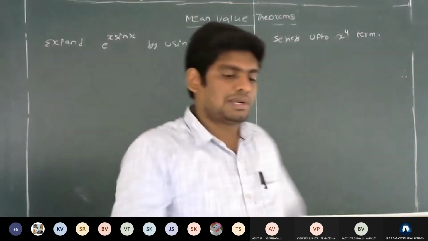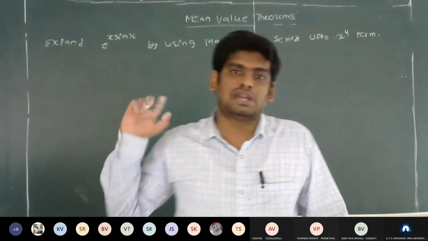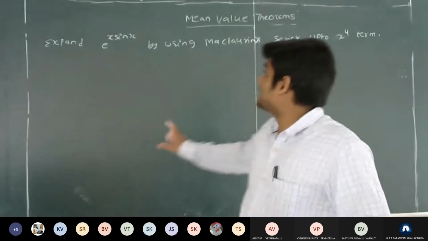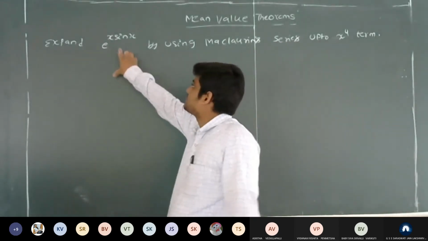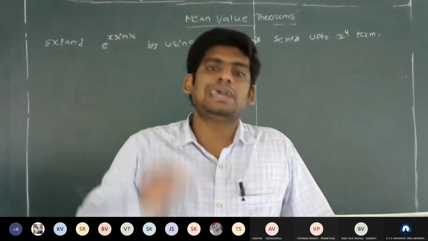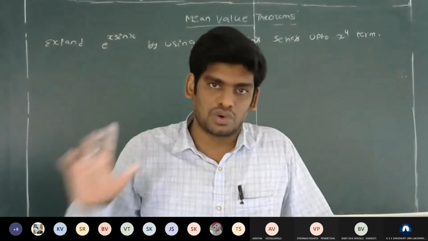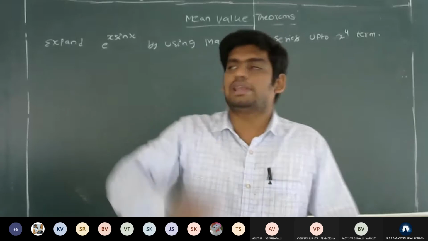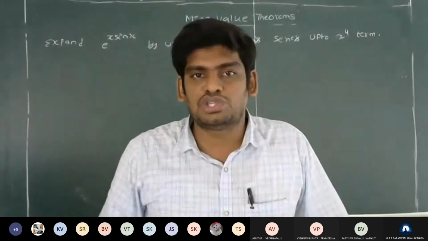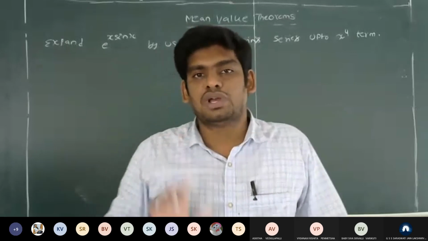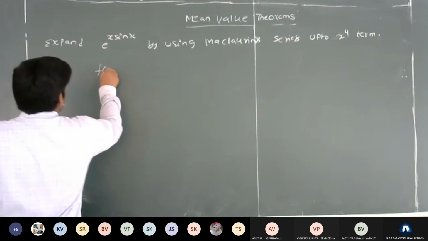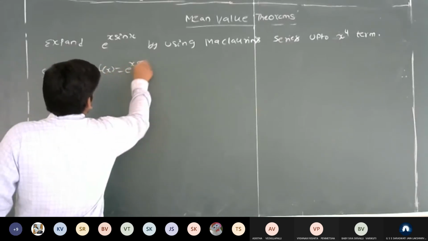That means in the first problem we saw the Maclaurin series up to x square. Likewise we have to calculate the Maclaurin series for the given function. Maclaurin series means obviously about the point x is equal to 0. So we are going to calculate the expansion of this given function about the point x is equal to 0. That is the basic observation.